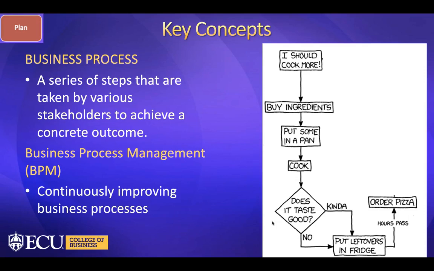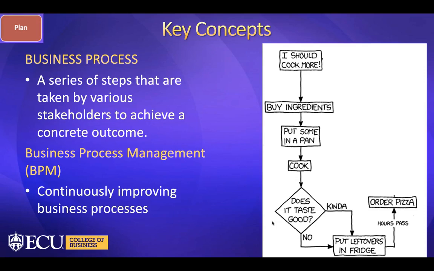For example, in this funny business process, whenever you're hungry, you go through these steps of buying ingredients, putting some in a pan, cooking, and then putting leftovers in a fridge because it didn't taste good, and then ordering pizza. To continuously improve that, you would say, look, I'm going through all these nonsense steps, and then at the end I end up ordering pizza anyway. So this should be a two-step process: I'm hungry, I need food, order pizza.